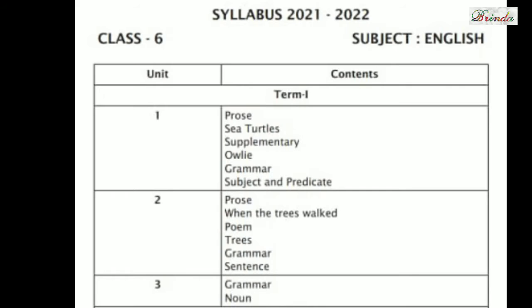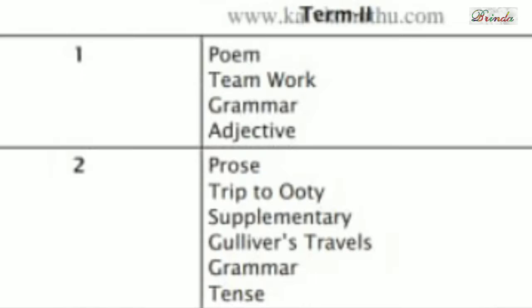For class 6, unit 1, prose, Sea Turtles is there. Then in supplementary reading, Owly. In grammar part, subject and predicate. And when we see unit 2, prose, When the Trees Walked. And poem, Trees. And grammar, sentence. And unit 3, if we see, grammar part, noun. That's all for term 1.